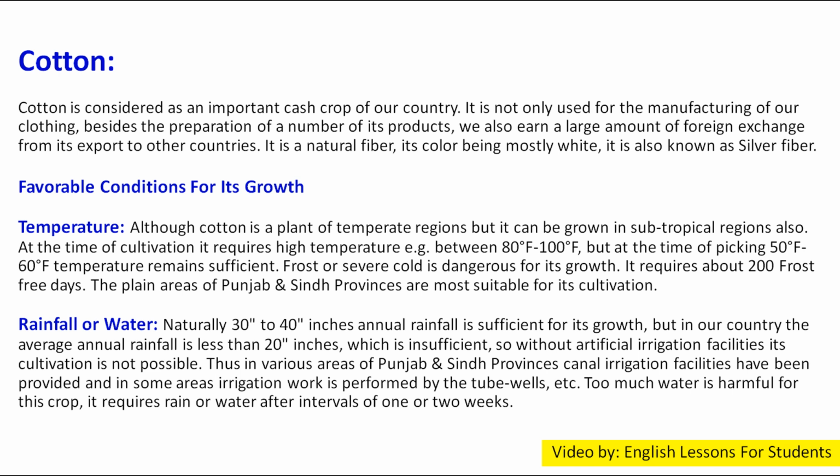Rainfall or water. Naturally, 30 to 40 inches annual rainfall is sufficient for its growth, but in our country, the average annual rainfall is less than 20 inches, which is insufficient. So, without artificial irrigation facilities, its cultivation is not possible. Thus, in various areas of Punjab and Sindh provinces, canal irrigation facilities have been provided, and in some areas, irrigation work is performed by the tube wells, etc. Too much water is harmful for this crop. It requires rain or water after intervals of 1 or 2 weeks.